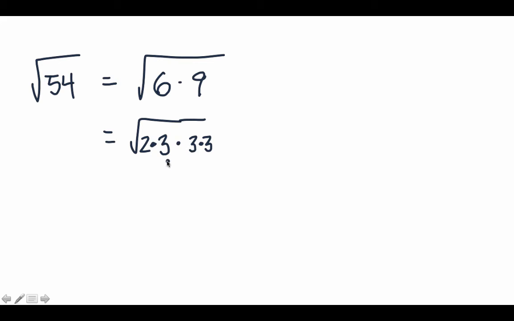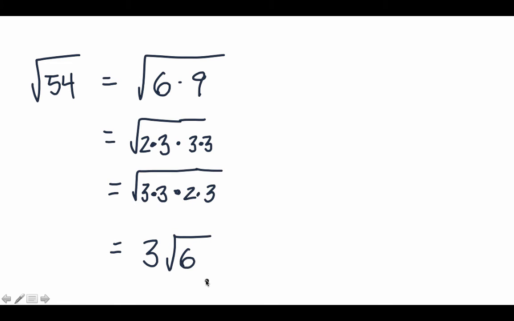So I can group these together in pairs, and I can say, alright, I've got two 3's and then I've got a 2 and a 3. I'm just reorganizing the multiplication. 3 times 3 is 9 and the square root of 9 is 3. 2, there's no other 2, so it stays in there. 3, there's no other 3, it stays in there. And I'm left with the square root of 6. 3 times the square root of 6 is the square root of 54.